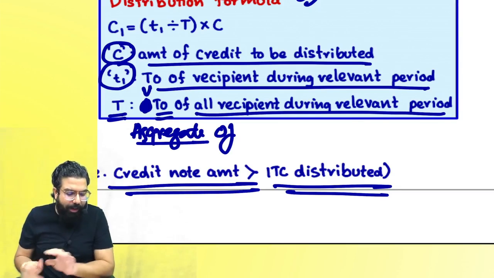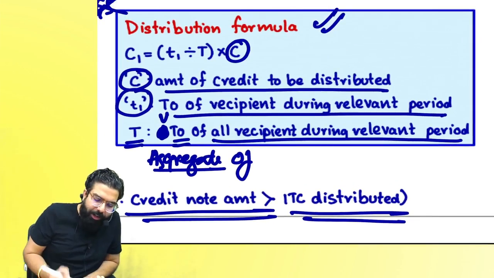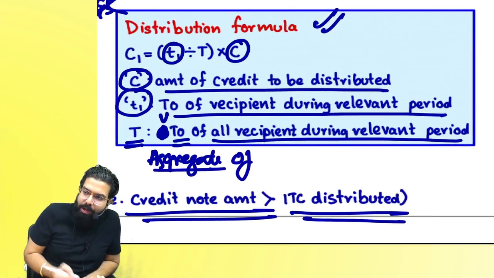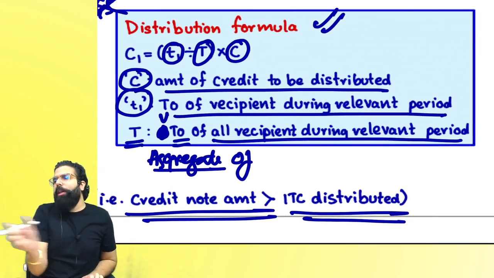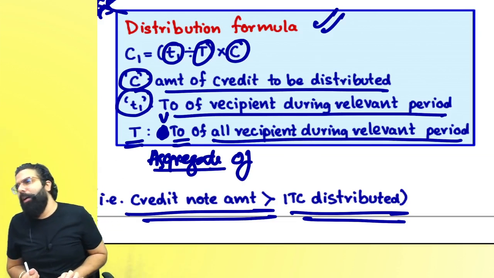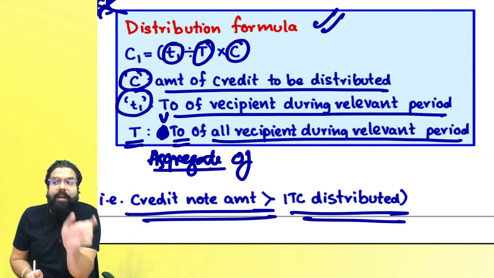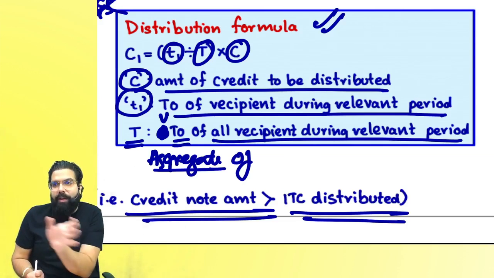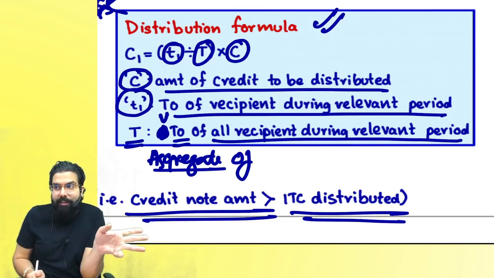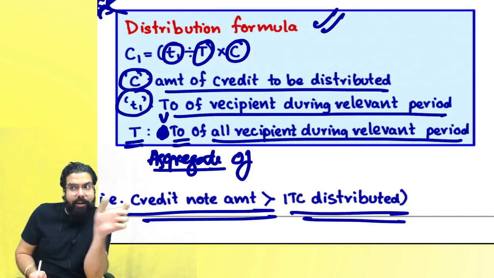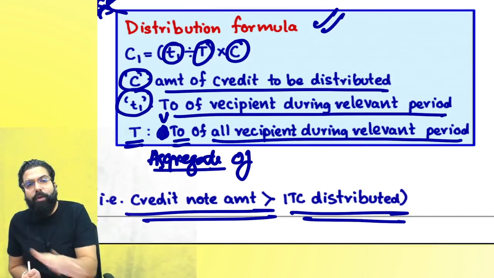So it is always the total amount of credit to be distributed multiplied by the turnover of one branch divided by the aggregate of the turnover of all the branches to whom you are distributing. If you are distributing only to 2 branches, then the aggregate turnover of those 2 branches. If distribution is to 3 branches, then the aggregate of the turnover of all the 3 branches. Can I go ahead, everyone?